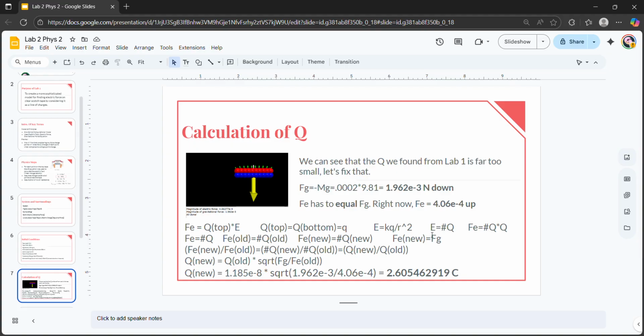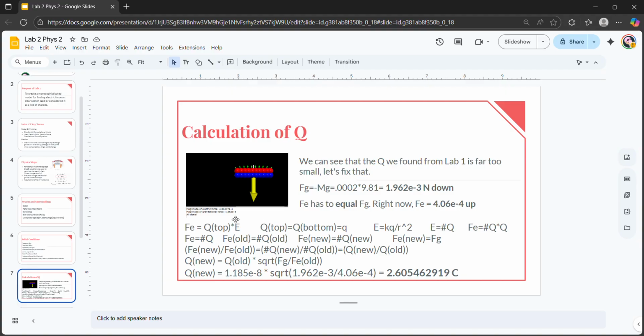Now stay with me, this one's a little rough. We can see that this top arrow, this little white colored one over here, is way too small. It's not as big as this downward arrow, which represents our gravity. So we know that something is wrong here. We know our force of gravity is this equation, and that our electric force going up has to be equal to the force of gravity for there to be no motion. But right now, our Fe is way too small.